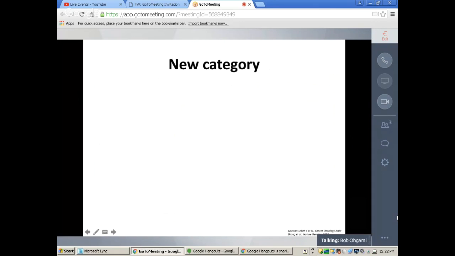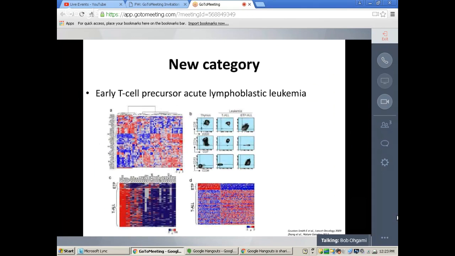And so that actually helps to push us into a different, newer category according to the 2016 WHO, something that has been recognized more recently: an entity called early T-cell precursor acute lymphoblastic leukemia. This is a sub-classification of T lymphoblastic leukemia. Early T-cell precursor acute lymphoblastic leukemia has a characteristic immunophenotype. They lack CD1A, they lack CD8, they have little CD5, and they express stem cell markers. And these tend to have a lot of genomic instability.